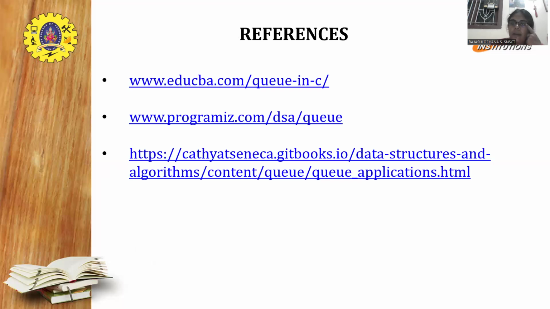With this, we will wind up the queue data structure. Let me give a quick recap of what the queue data structure is about. It follows the principle first in, first out. The insert operation is called NQ and the delete operation is called DQ. Hope you understood the queue data structure.